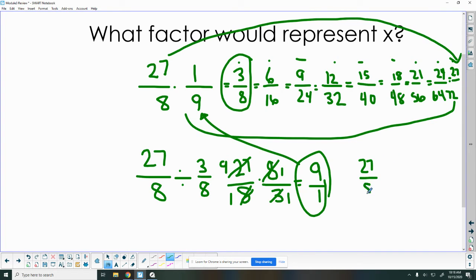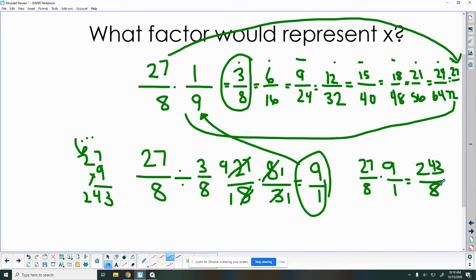So I said 28 times 8. If I just did that times 9 over 1, I'm going to have 27 times 9. 27 times 9 is 63, 18, 19, 20, 21, 22, 23, 24. Then I'm going to have 243 over 8. And that is not going to simplify to 3/8. So you've got to remember to plug it back in and see if it works.